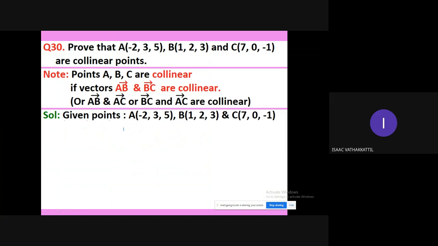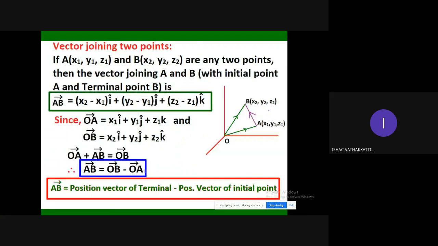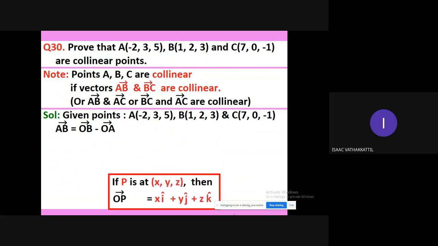How do you find vector AB? We know that AB is equal to OB minus OA, or position vector of terminal minus position vector of initial. When A is at (-2, 3, 5), what is the vector OA? OA will be -2i plus 3j plus 5k. And B is at (1, 2, 3). What is vector OB? OB will be i plus 2j plus 3k. If P is at (x, y, z), then vector OP is xi plus yj plus zk.